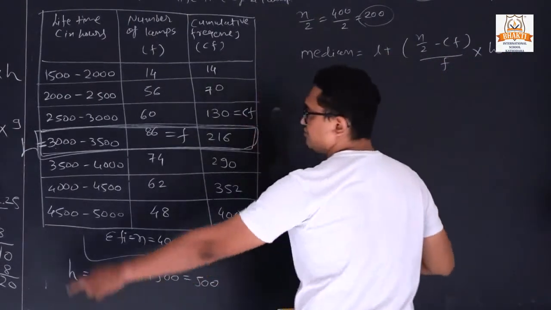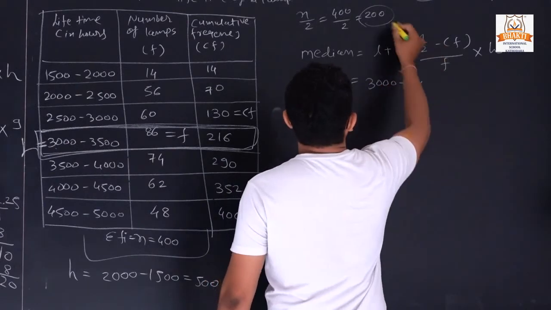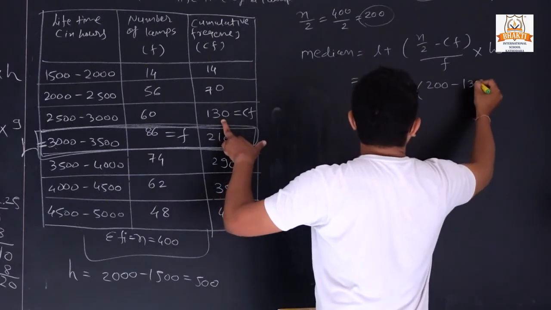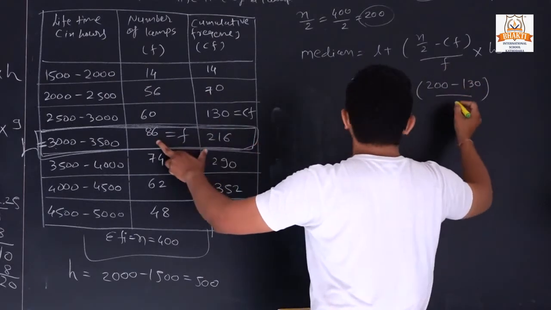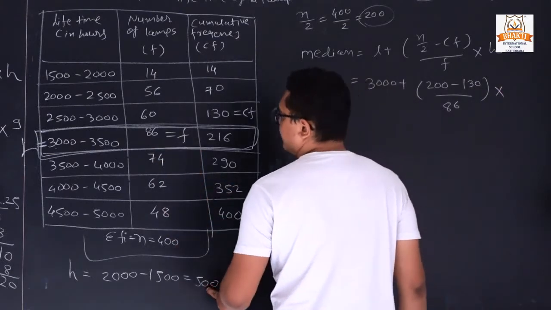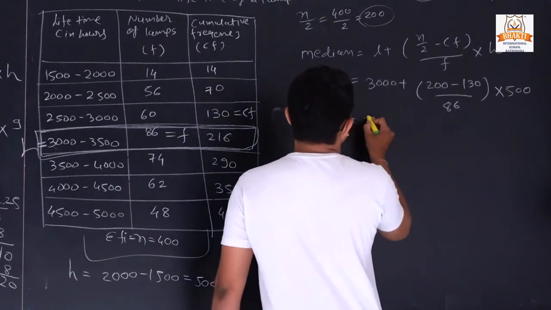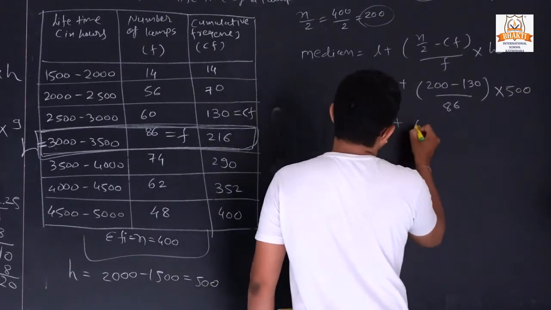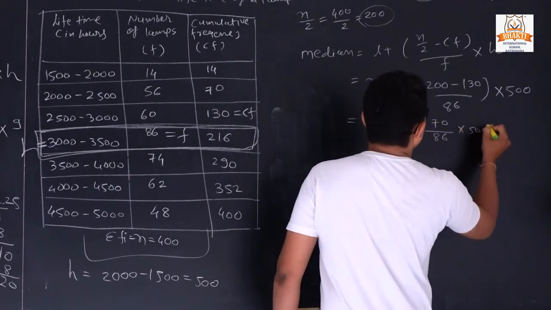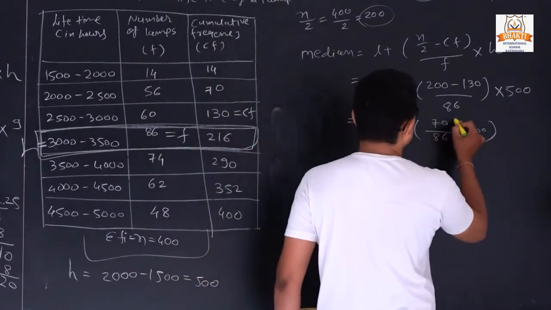So what is the L? It is 3000 plus n by 2, 200, minus CF, 130, upon F, it is 86, into height, it is 500. Now simplify this. So 3000 plus 70 upon 86 into 500. Now divide.